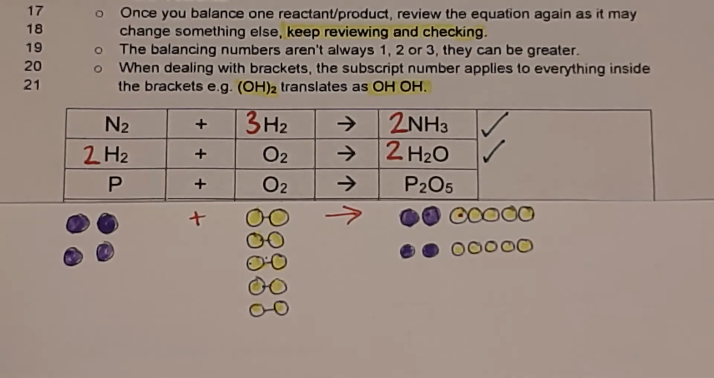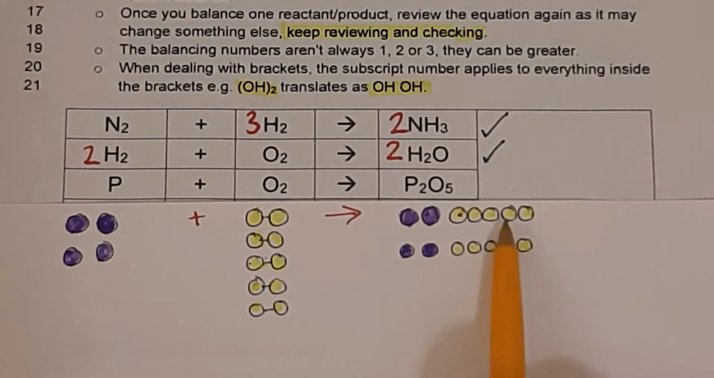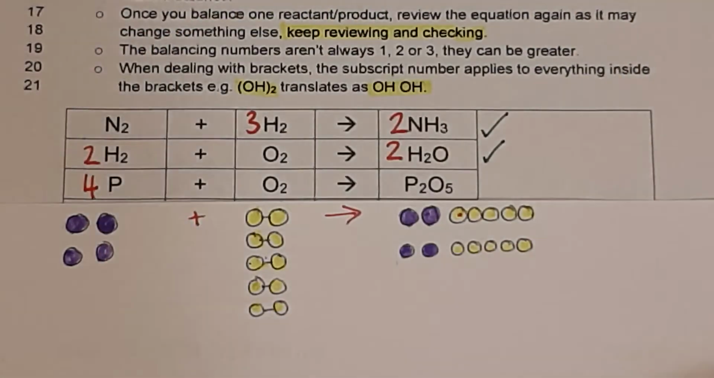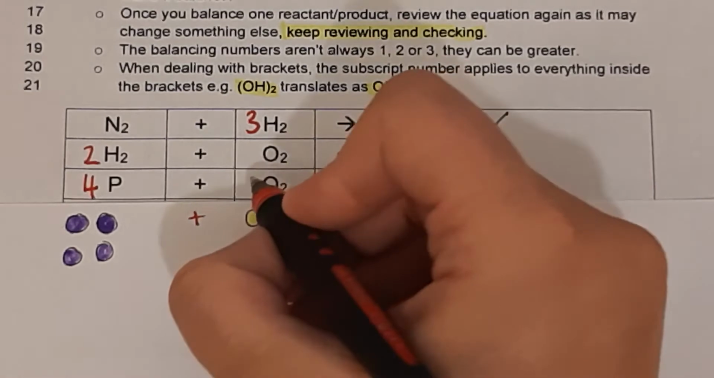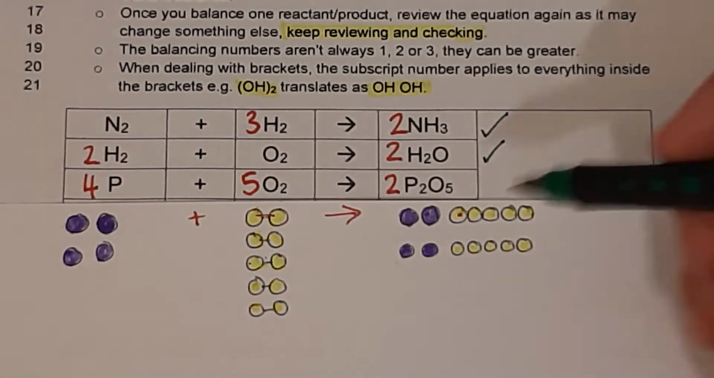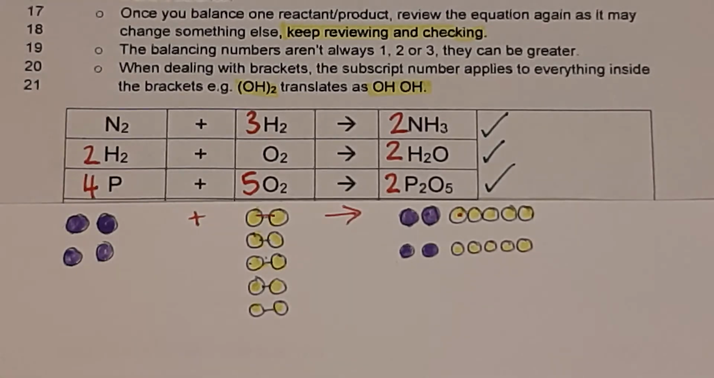Okay, so let's finally do another check on that. So 1, 2, 3, 4 purple phosphorus atoms before, and 4 purple phosphorus atoms after. 2, 4, 6, 8, 10 oxygen atoms before, and 2, 4, 6, 8, 10 oxygen atoms after. So that is balanced. Now let's make sure that this is represented in the numbers up here. So there are 4 phosphorus atoms, there are 5 diatomic oxygens, and there are 2 lots of P2O5. Now that was a tricky one, okay? If you're not sure how we got there, watch it again and see if that helps.